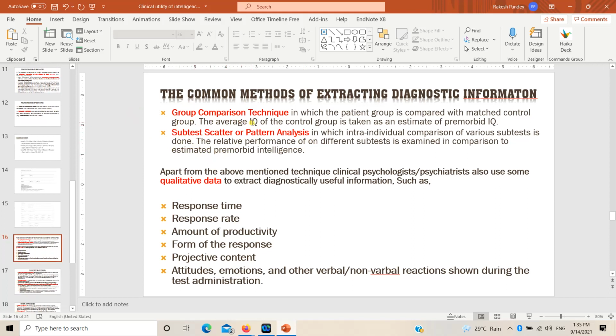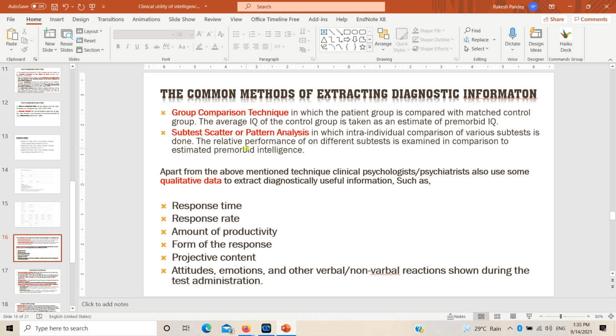In this, what is done is that we compare the patient group with a matched control group, and then the group mean may be considered as some estimate, and using that mean we can compare the score of the individual. So the average IQ of the control group is taken as an estimate of premorbid IQ, and based on that we do the comparison. I will share a little more detail on this. And second, subtest scatter analysis, also called pattern analysis. These are the classical traditional methods of analyzing intelligence test scores for extracting diagnostic information.